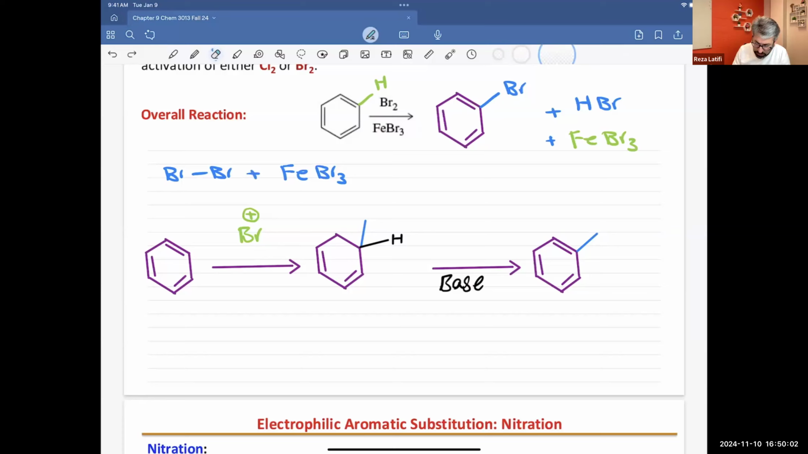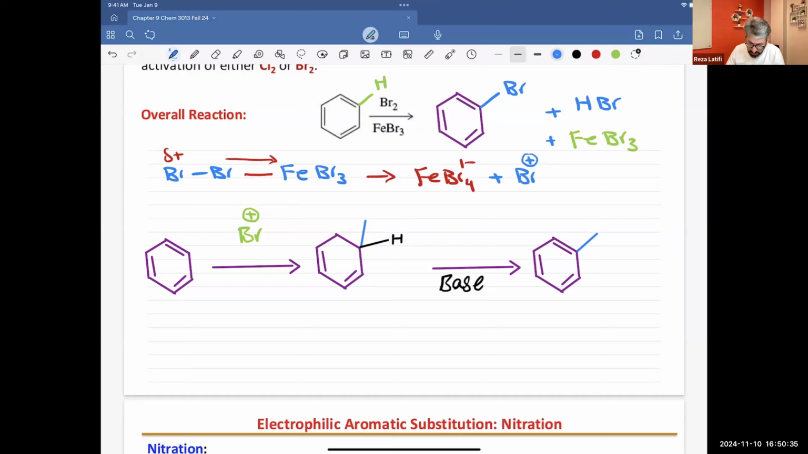One of the bromines will be added to the iron, and if that happens, we're very soon going to have a positive charge. This one will have a positive charge because it was added to iron. So what do we get? We get FeBr4, which will be -1, plus Br+. So this species has a positive charge.